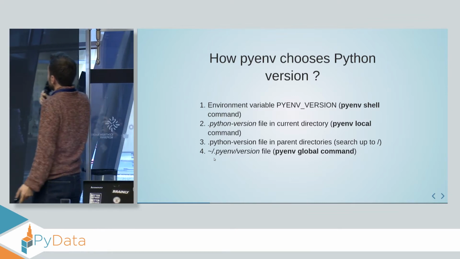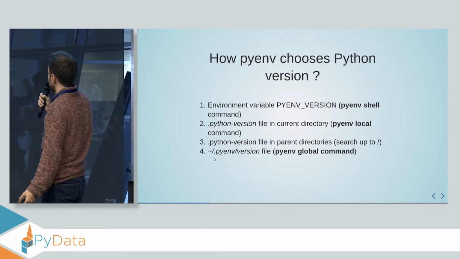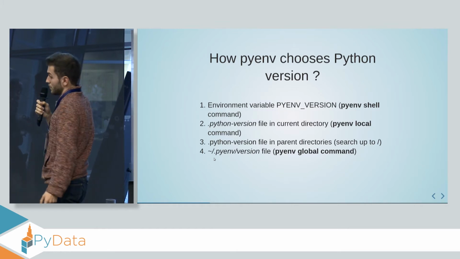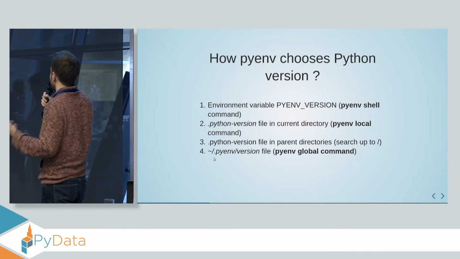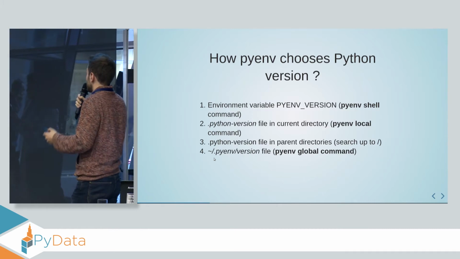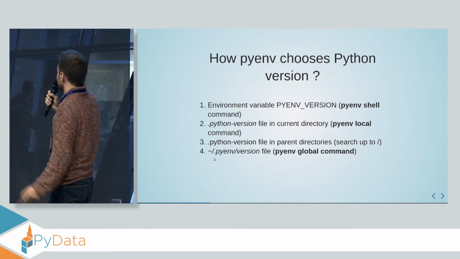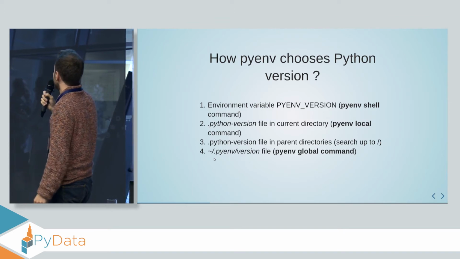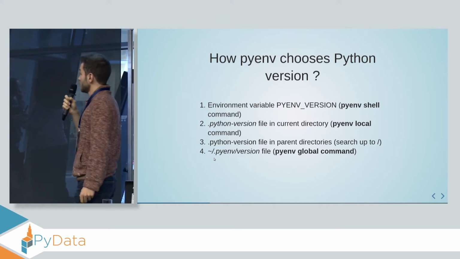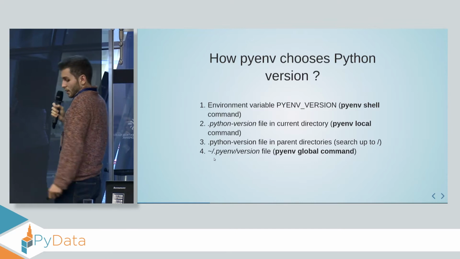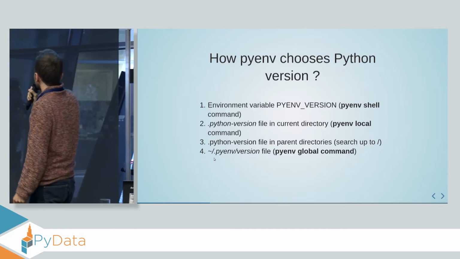If that's not found, it tries to find this .python-version file in the parent directory. It searches up to the root of your file system. And if that's not found, it uses the default, which is stored in your home directory, the .pyenv/version file. And you can use the command pyenv global to actually set that.